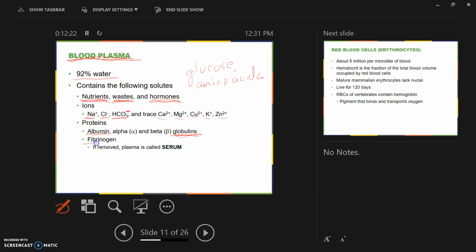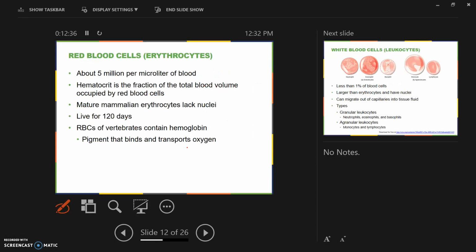There is also a chemical called fibrinogen. When you remove the fibrinogen, the plasma is called serum. Blood serum is just blood plasma with the fibrinogen removed. Red blood cells are called erythrocytes. Erythro means red, cyte means cell. There are about 5 million red blood cells per microliter of blood.